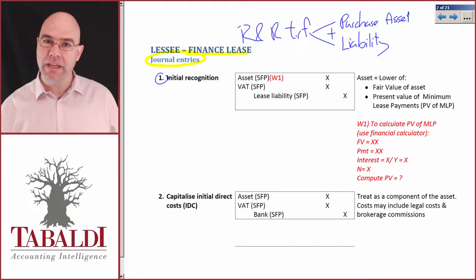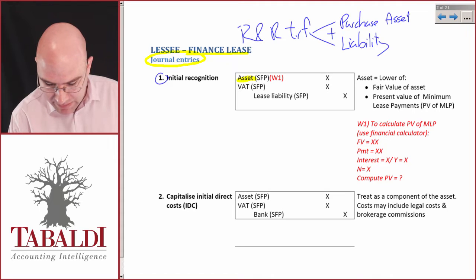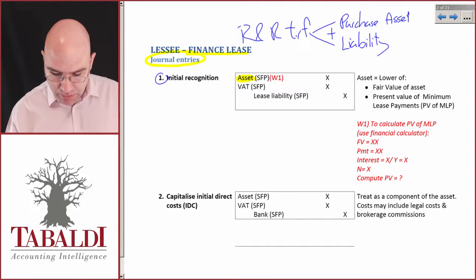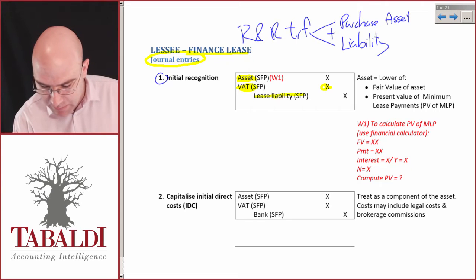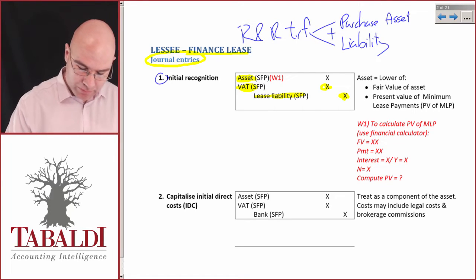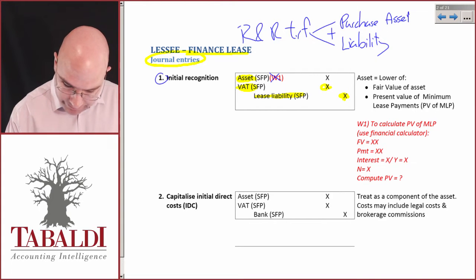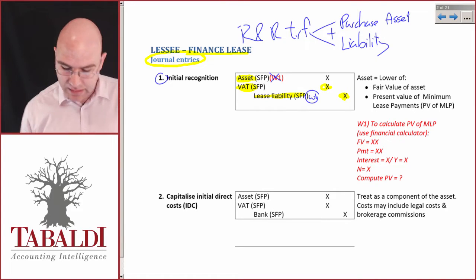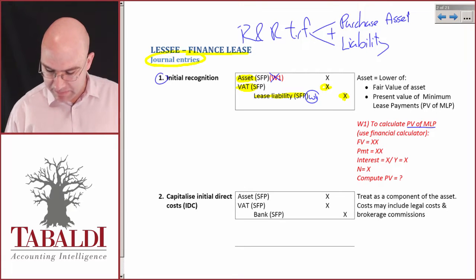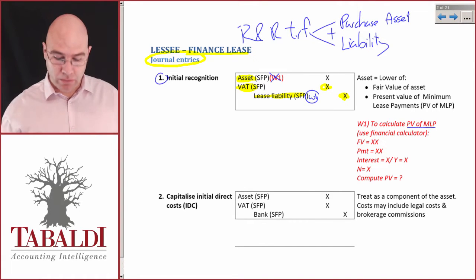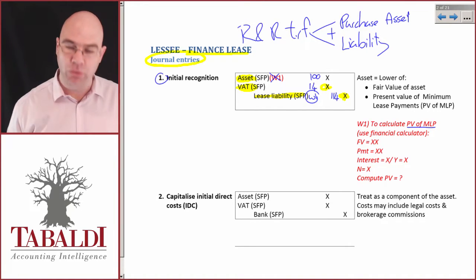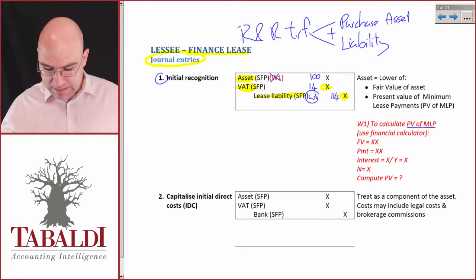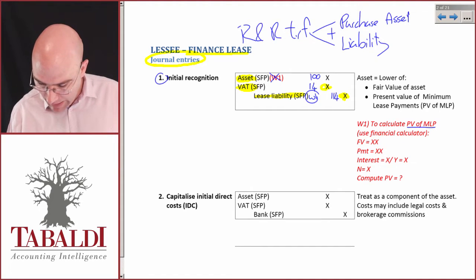So on initial recognition, obviously we will debit the asset, right? And we'll calculate the asset ex VAT. So the VAT is 14% of the asset, and then the lease liability comes up. Actually, we need to work out the present value of the minimum lease payments. So all the payments due, remember that's going to be the 114, whereas the asset's on 100 and the VAT is 14.